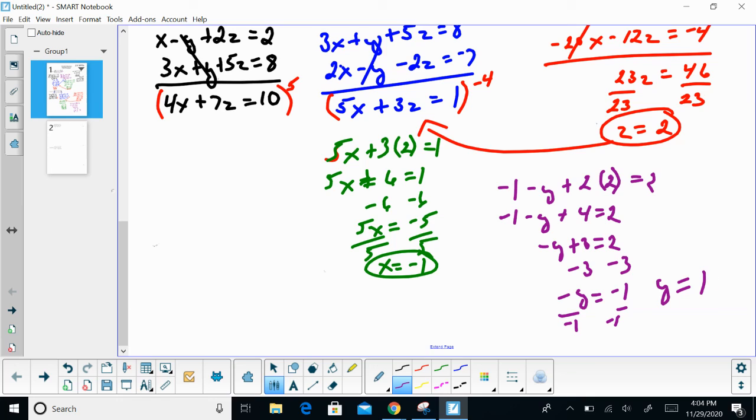Dividing by -1, y equals 1. Now that I have all three parts, I'm going to write it as a point. So my solution would be (-1, 1, 2). There's my solution to the system.